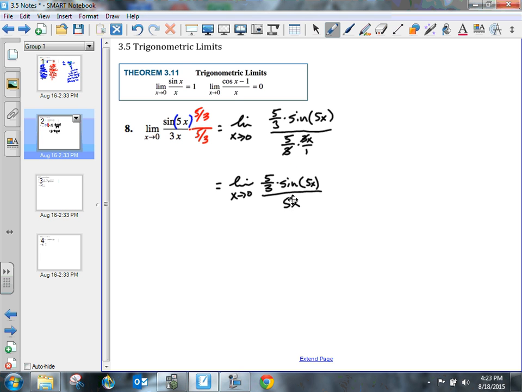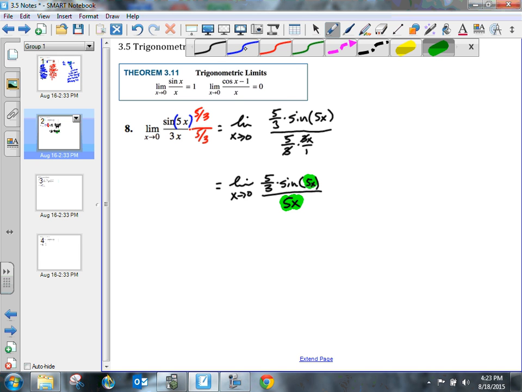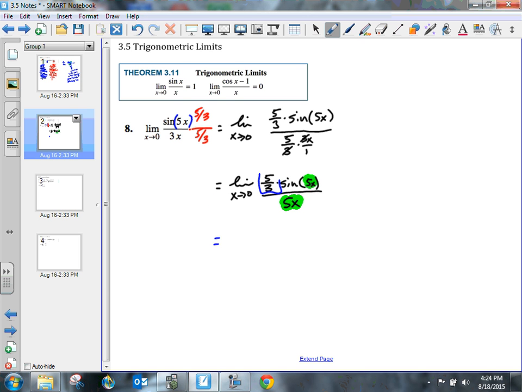Now, the thing of it is that my angle measure now matches my denominator. But I've got this 5/3 that I need to deal with. Now, one of the properties of limits is that I can actually pull a constant out. And by constant, I mean a number. If I'm multiplying by a number here, by this function, I can pull that number out front, okay? So I get 5/3 and then times the limit as x approaches 0 of sine of 5x all over 5x.